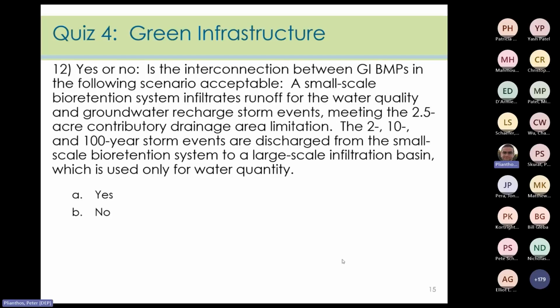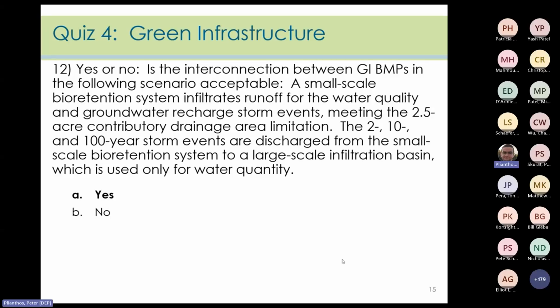Number 12. Yes or no? Is the interconnection between GIBMPs in the following scenario acceptable? A small-scale bioretention system infiltrates runoff for the water quality and groundwater recharge storm events, meeting the 2.5-acre contributory drainage area limitation. The 2, 10, and 100-year storm events are discharged from the small-scale bioretention system to a large-scale infiltration basin, which is used only for water quantity.